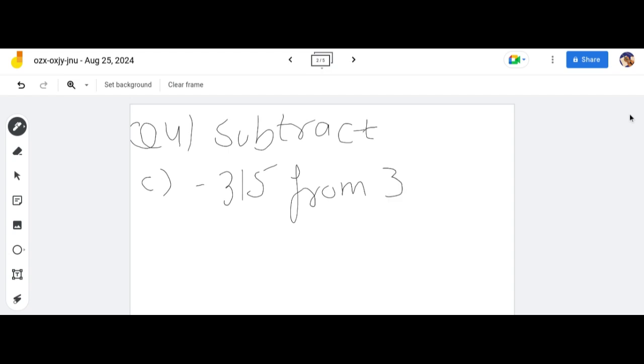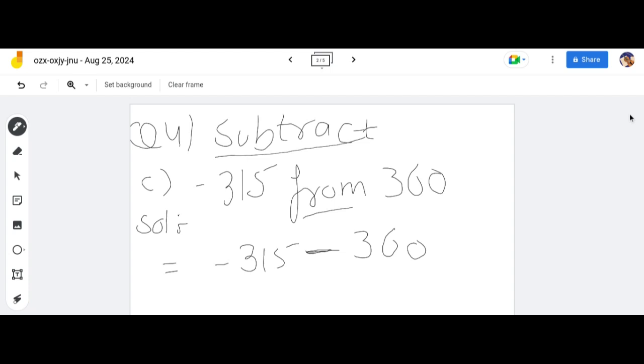Yeah, the fourth one. So C. Simply I have to put the solution here. I will write 315 and I have to do the subtract. From shows which sign? From shows the negative sign here, just like this. So minus minus, minus minus is plus. So do I have to do the addition or subtraction between 315 and 360?